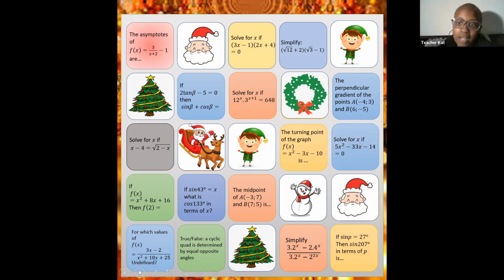Solve for x, if 5x squared minus 33x minus 14 is equal to 0. Let me start my timer. Time has started. Go for it, guys. Solve for x. I know they're a little bit challenging now, so I'm going to stop talking too much and give you time to think and concentrate.